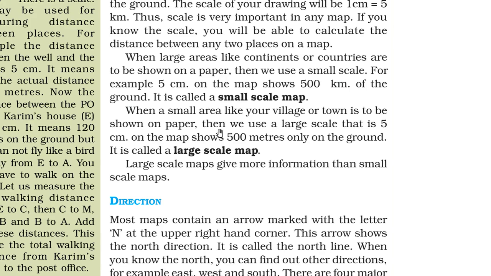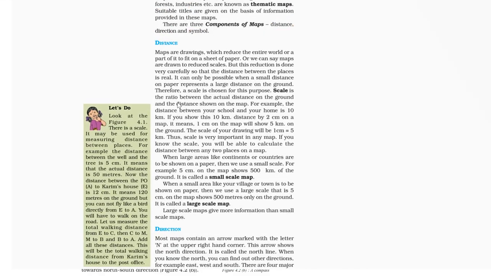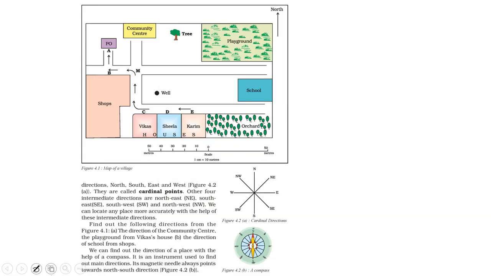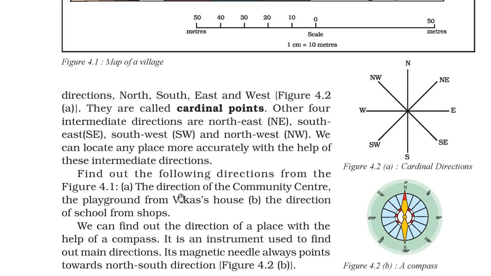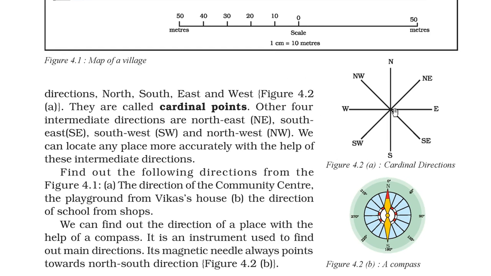So there are actually four major directions, which are north, south, east and west. If you see this figure 4.2, then this is north, east, west, south. And the in between is north and east, so this is northeast. This is southeast. This is west and north, so northwest. And this is south and west, so this is southwest. So these north, south, east, west are called cardinal points.